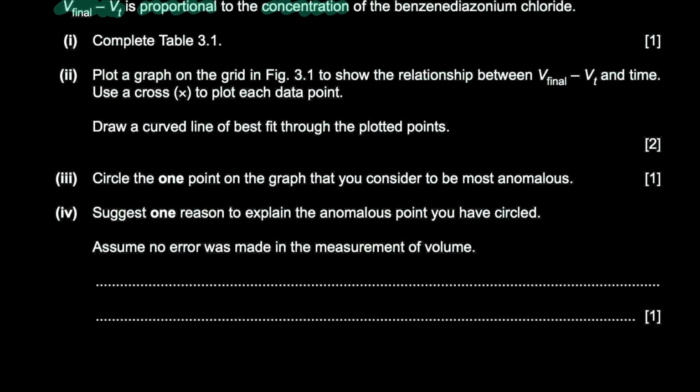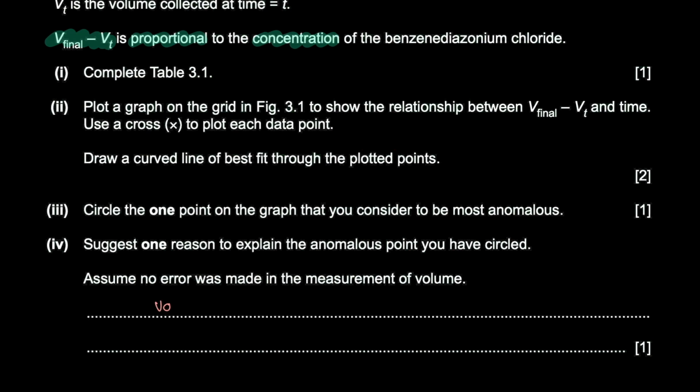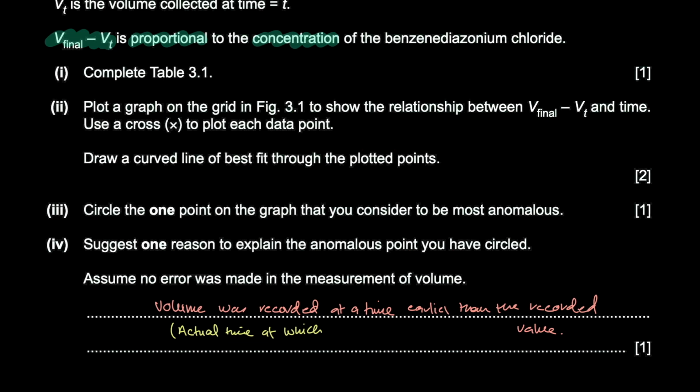So the answer here is that the volume was recorded at a time earlier than the recorded value. Again, this is another way of saying that the actual time at which the volume was taken, at which the volume was recorded, was before the recorded time. So that's the reason for the anomaly.